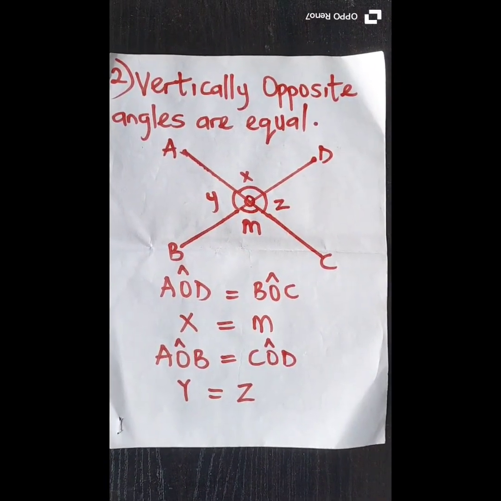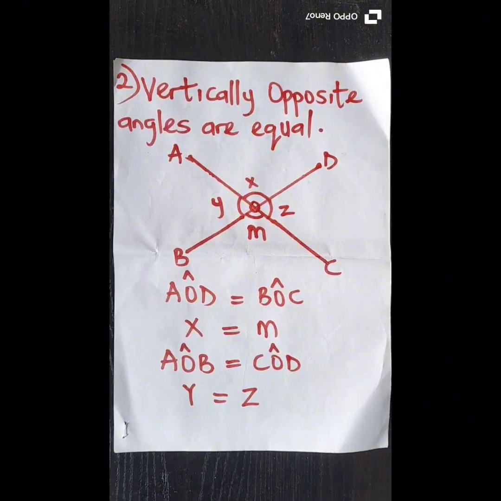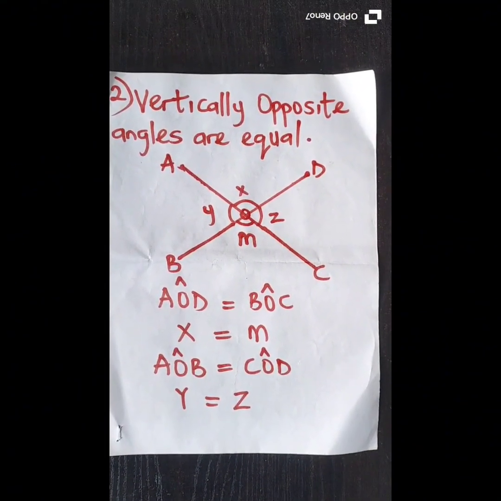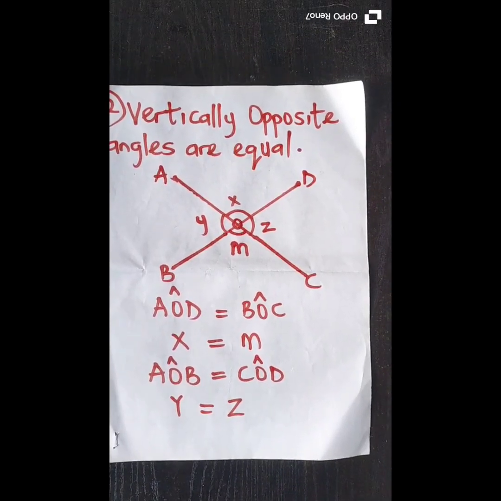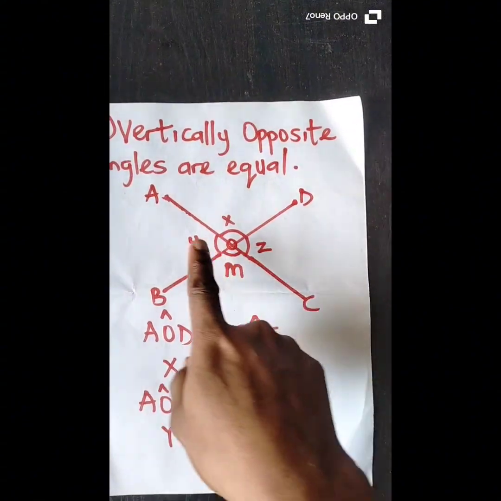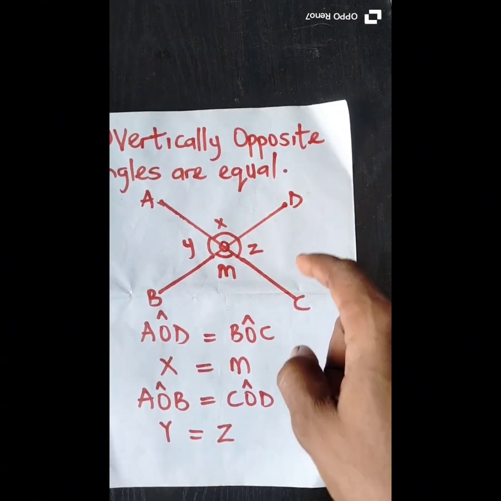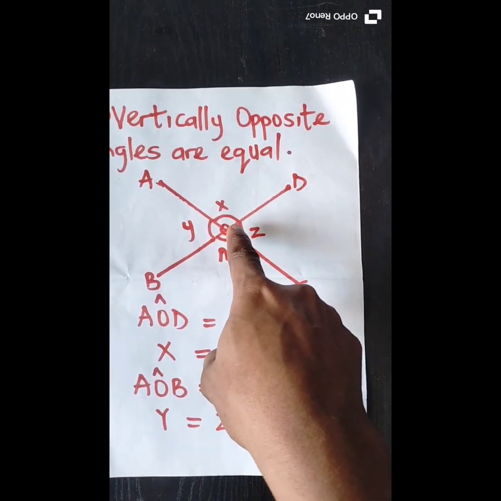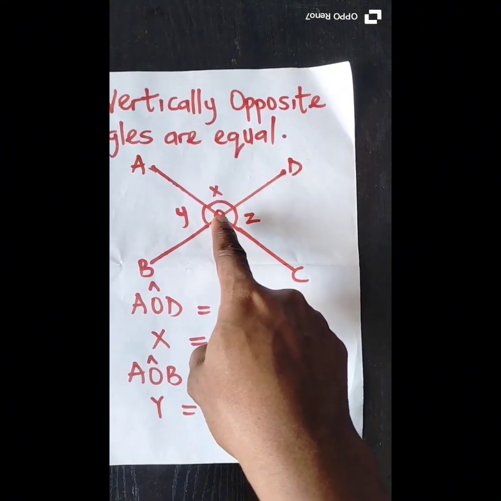Now this is the second property, which says vertically opposite angles are equal. What are vertically opposite angles? Vertically opposite angles are pairs of equal angles formed opposite each other when two straight lines intersect. Now this is a straight line AOC, and BOD is a straight line, and they intersect at O. What is the meaning of intersect? They meet at O.